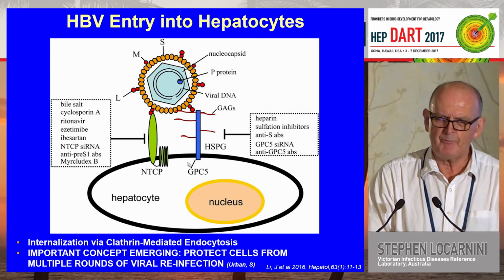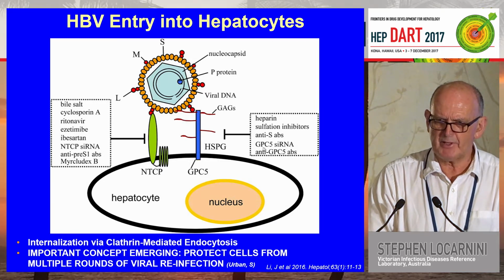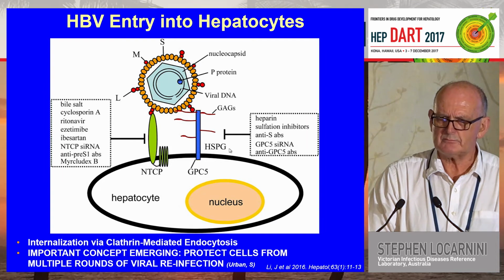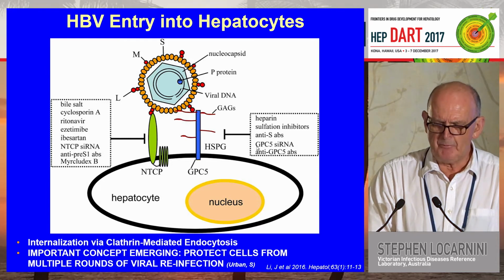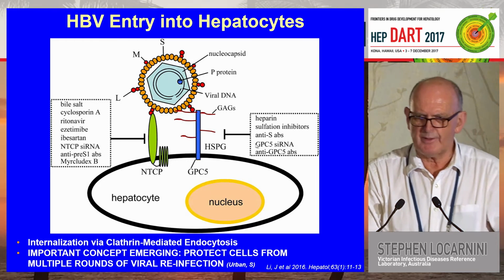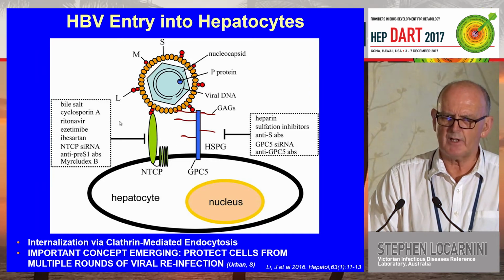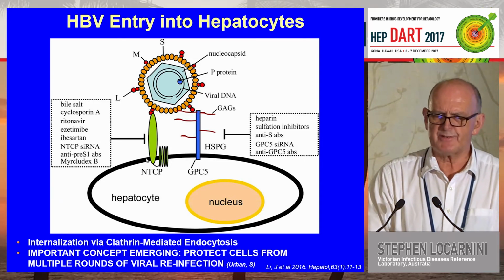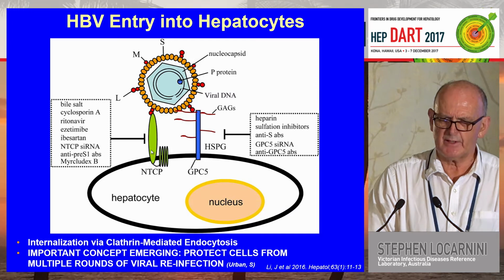So what we can see here is that the sites for inhibition can be heparin itself and sulfation inhibitors, glypican-5 siRNA, which is the major proteoglycan that's present here, and also antibodies to the A determinant. These are the vaccine antibodies, and it's quite interesting to note that the vaccine antibodies are associated with partial neutralization and protection. And here on this side, we've got the NTCP agonists such as bile salts, cyclosporin, ritonavir, and Myrcludex itself. And Myrcludex is acting as a competitive inhibitor of the binding site between NTCP and the N-terminal of pre-S1.